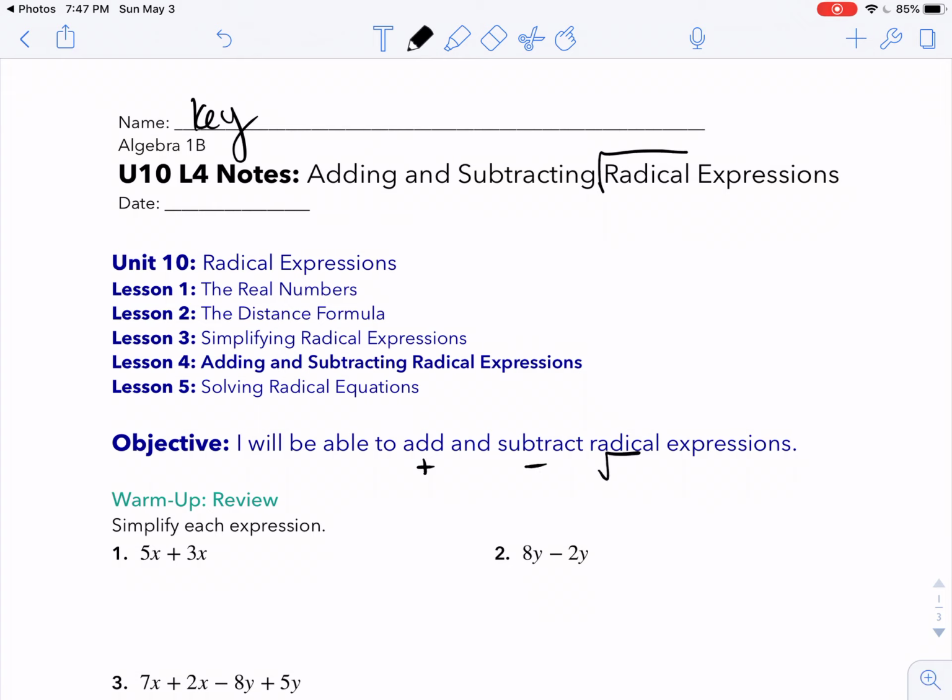And then you'll combine like radicals. We have 3 examples. So we're going to simplify, and then we're going to combine. So let's start out with number 6.